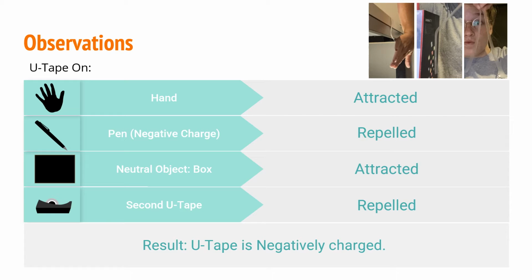By observing the interaction between U-tape and everyday objects, I was able to determine that U-tape had a negative charge. It was attracted to a hand, repelled from a negatively charged pin, attracted to a neutral object, and repelled against the second U-tape. This clearly showed that it had an excess number of electrons, and it was negatively charged.